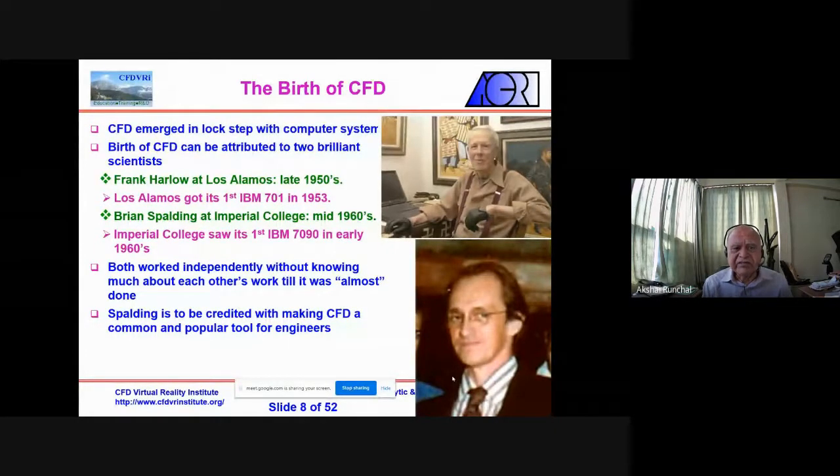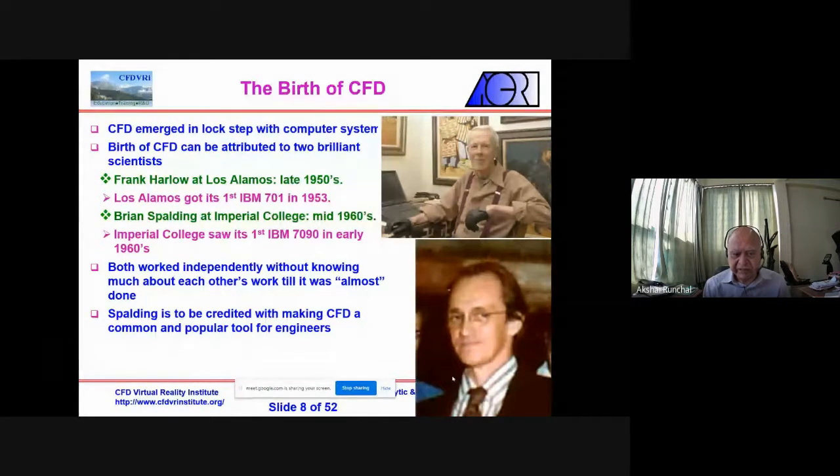So the birth of CFD can be attributed to brilliant scientists. One was Frank Harlow at Los Alamos. This happened in the late 50s, as I said, and Los Alamos got its first IBM in 1953. And then Brian Spalding, once the IBM 7090, which was the next generation IBM, came to Imperial College. As happens often in science, both of them worked independently without knowing much about each other's work till it was almost done.